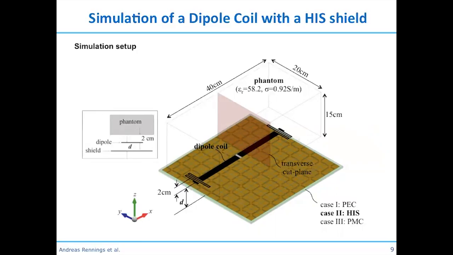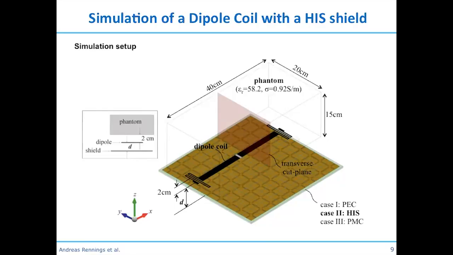And we consider 3 cases. The case 1 would be the case that this metal plate is a PEC plate. Second case would be the HIS structure, so the real high impedance surface with the finite unit cell size. And the third case would be a perfect magnetic conductor that you cannot buy. It's a pity, but in simulations we can just say, let the H field be normal. So we just set the tangential H field to be 0.